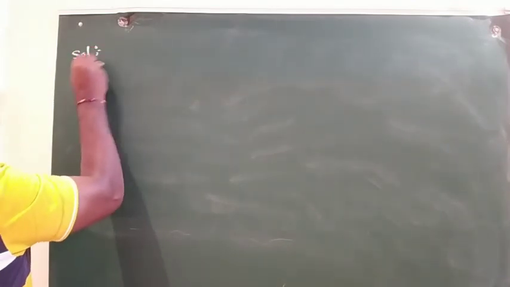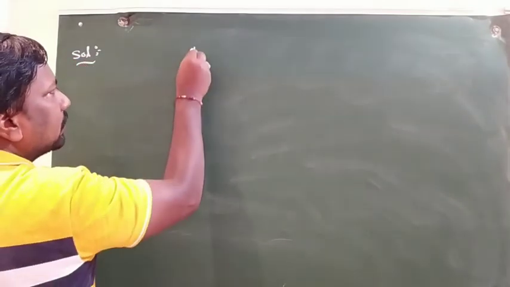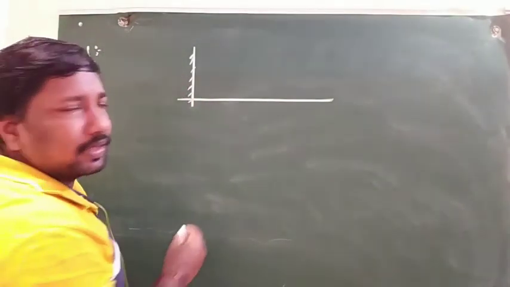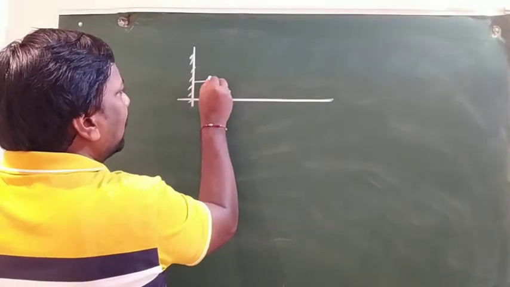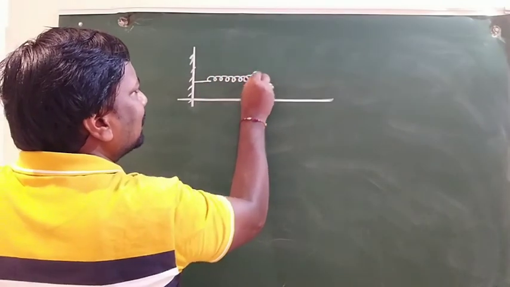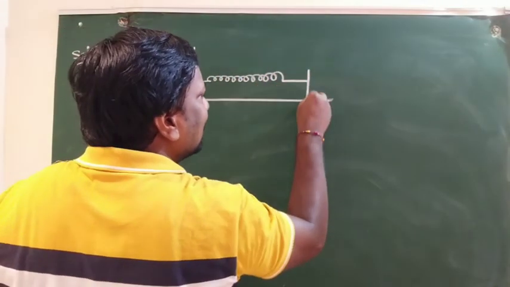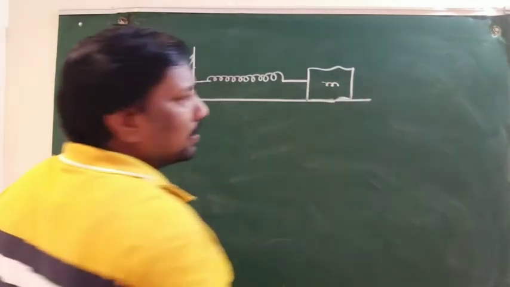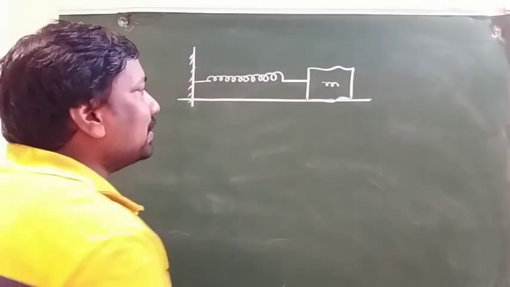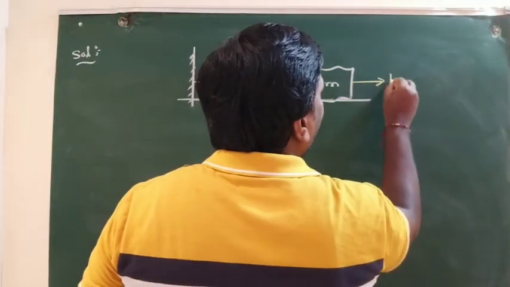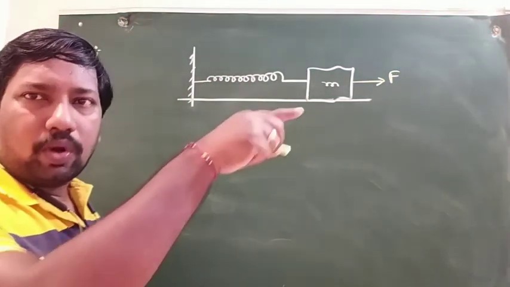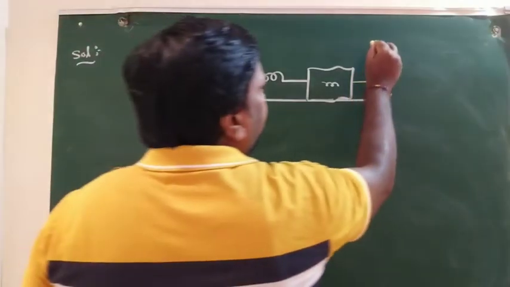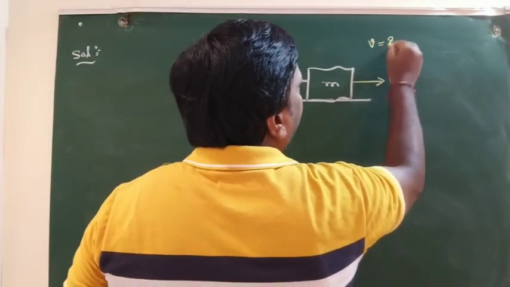So you solve this problem. Here there is a rigid support and a smooth horizontal surface. One end of the spring is attached to the rigid support. The other end is attached to a block of mass m. Now a constant force is acting on the block in the forward direction. Okay, so now you can find out the maximum speed of the block.